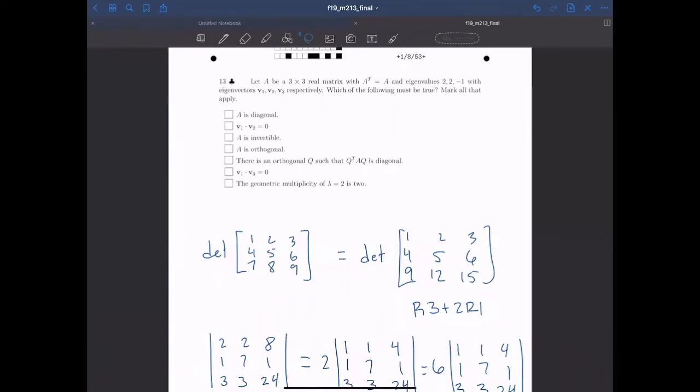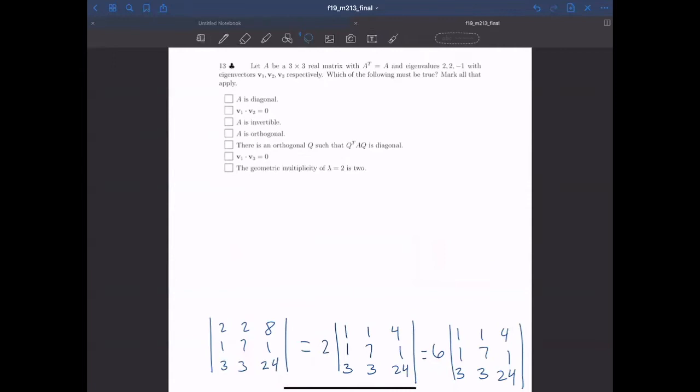No. All right, so let's look at this next one. This is more of a conceptual one. This one here. Just going to clear up some space here. Let A be a 3 by 3 real matrix with A transpose equals A and eigenvalues 2, 2, negative 1 with eigenvectors v1, v2, and v3 respectively. Which of the following must be true?